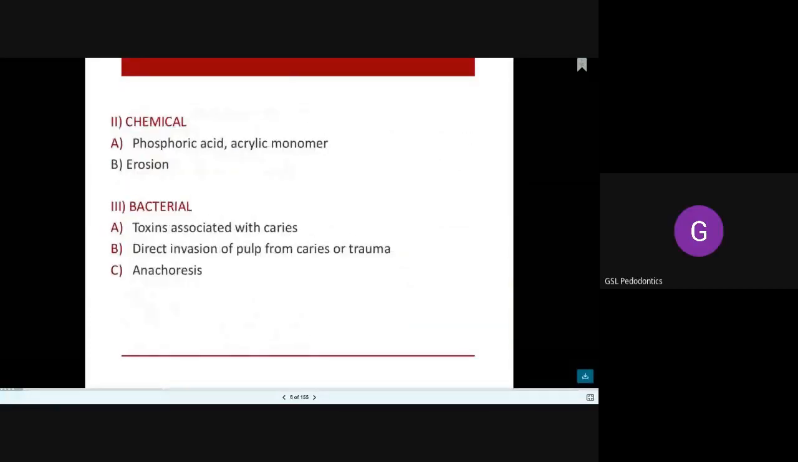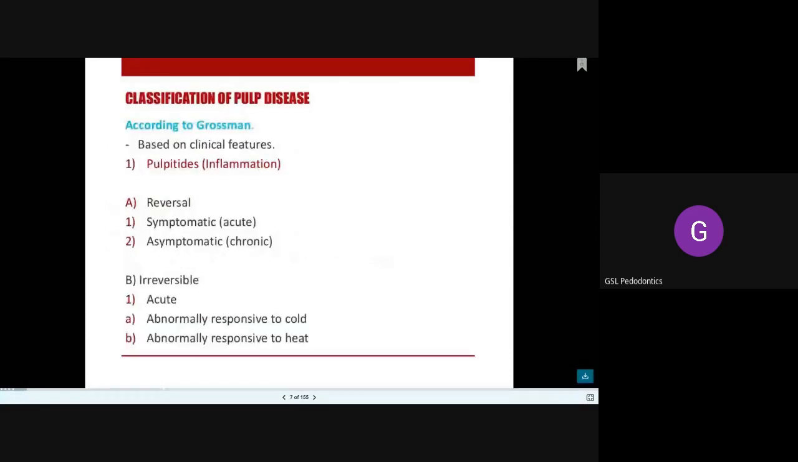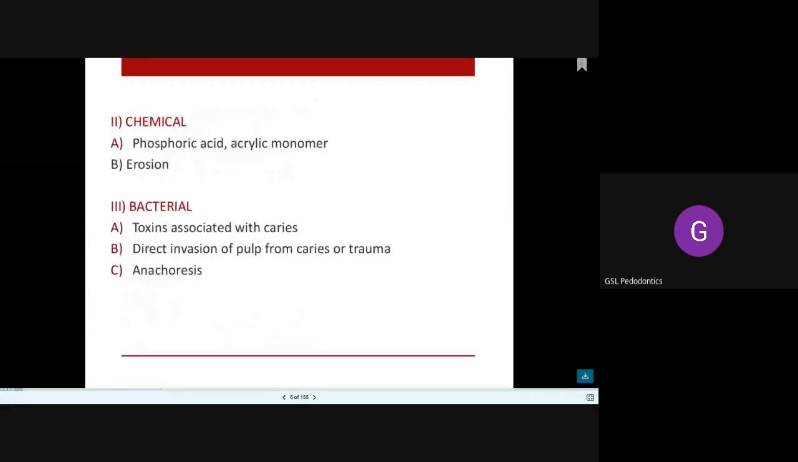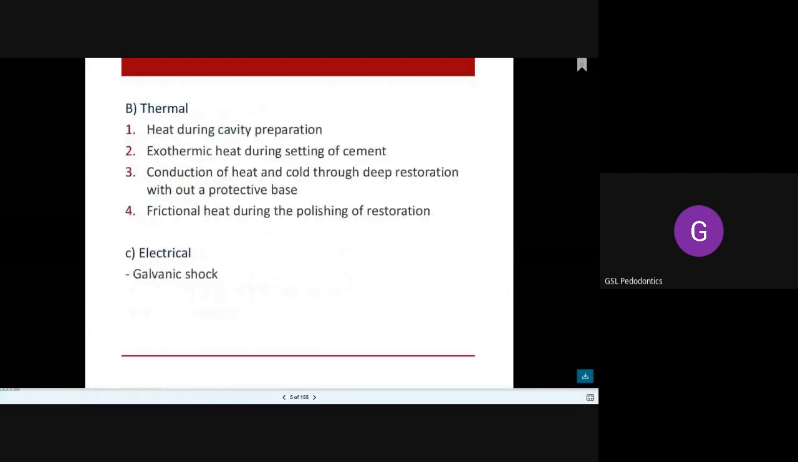The chemical causes include phosphoric acid and acrylic monomer, erosion, bacterial toxins associated with caries, and direct invasion of the pulp from caries or trauma, and abrasion. So, right now we have discussed the etiology of pulpal disease. Next is the classification of pulpal diseases.